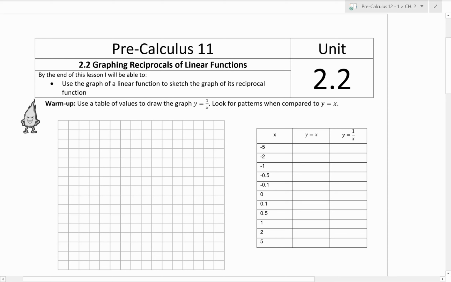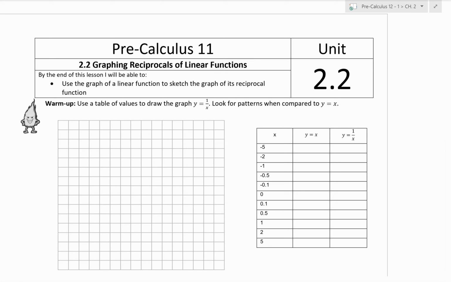All right, everyone, we are going to continue with 2.2. We are going to be graphing reciprocals of linear functions. So last unit, or last section, we were graphing absolute value of linear functions and quadratic functions. Today, we are only focusing on the reciprocal of the linear functions, so just the linear functions.